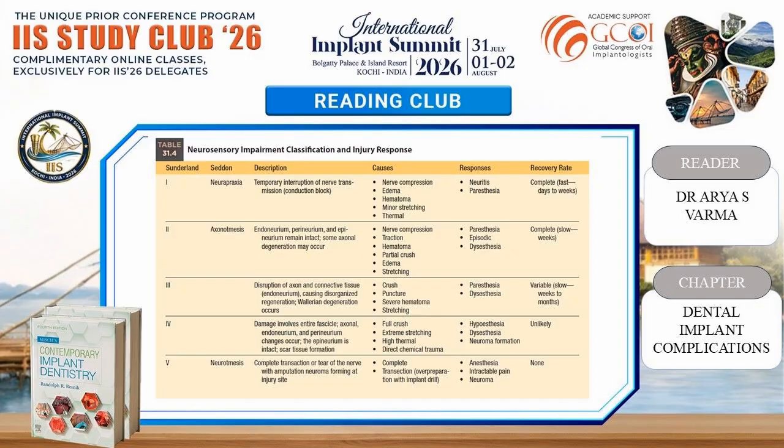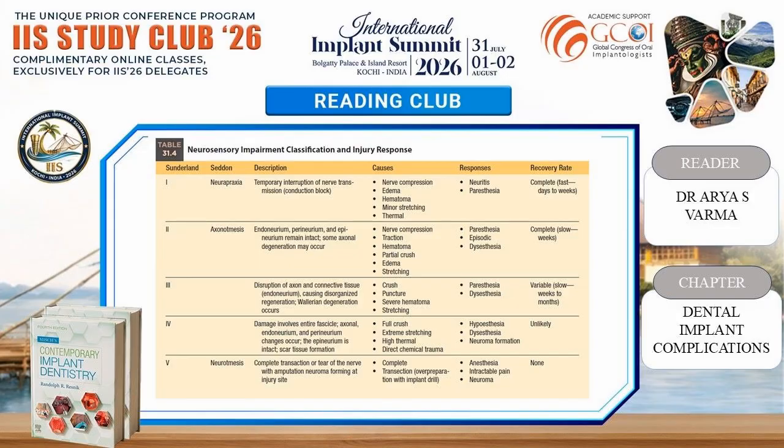Grade 3 Sunderland classification. There is no Seddon classification. Description: disruption of axon and connective tissue, endoneurium, causing disorganized regeneration. Wallerian degeneration occurs. Causes: crush, puncture, severe hematoma, stretching. Responses: paresthesia, dysesthesia. Recovery rate: variable, slow, weeks to months.